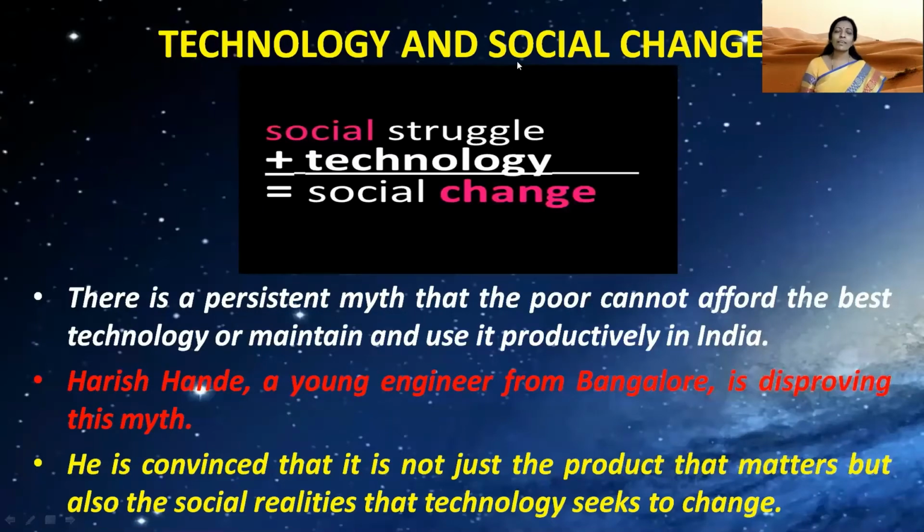The first lesson is titled Technology and Social Change. As is evident from the title, this lesson will explain how technology can be used to bring about changes in the society. There is a persistent myth or belief that the poor of any country cannot afford the best kind of technology. Even if they are provided the best technology, they cannot maintain it and it is not sustainable.